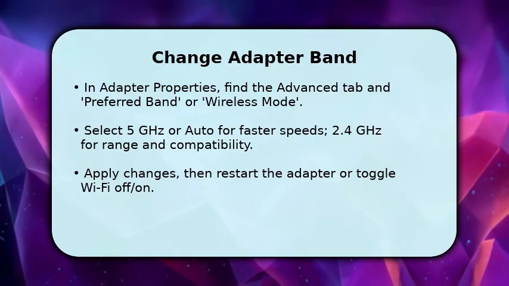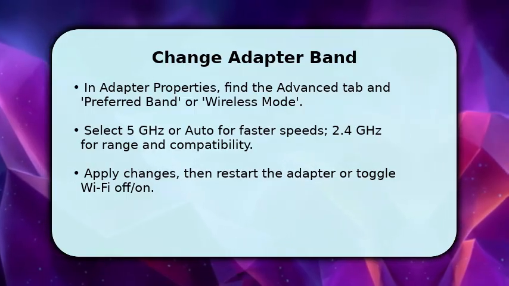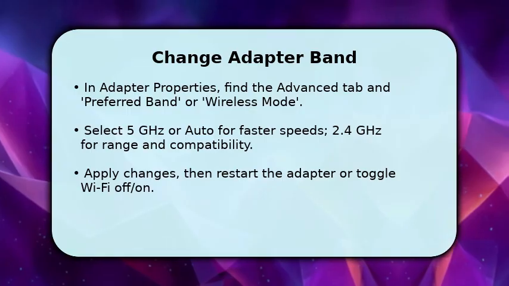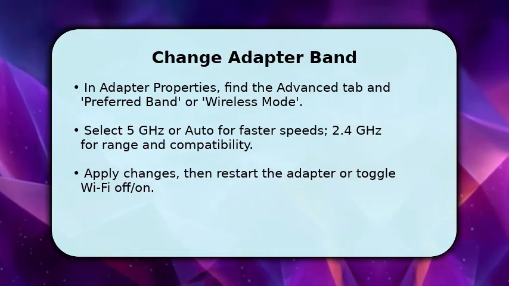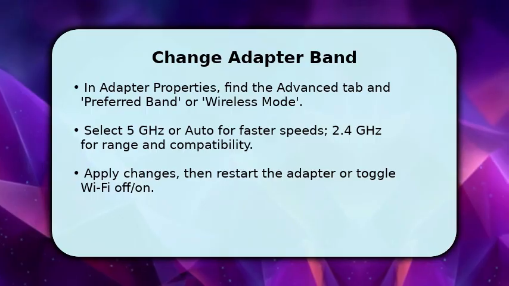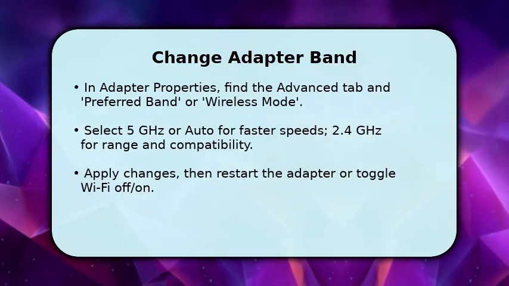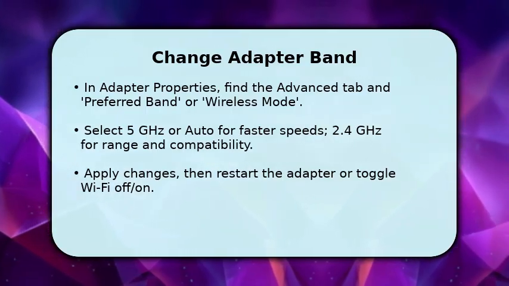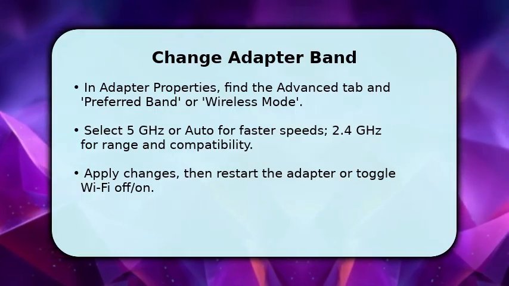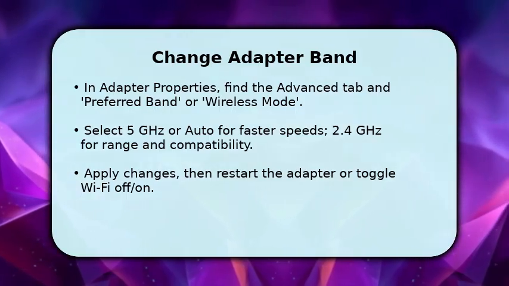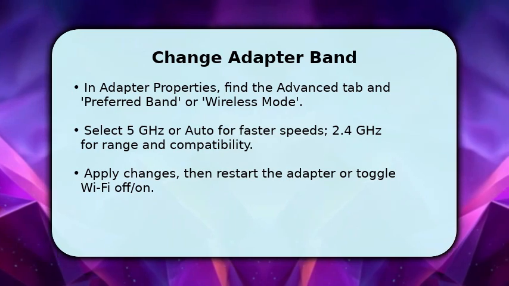If your adapter uses wireless mode, pick 802.11AC/N for 5 GHz and 802.11B/G/N for 2.4 GHz. After changing the value, click OK. Then right-click the adapter and disable, wait a moment, and enable it to apply the new band preference.